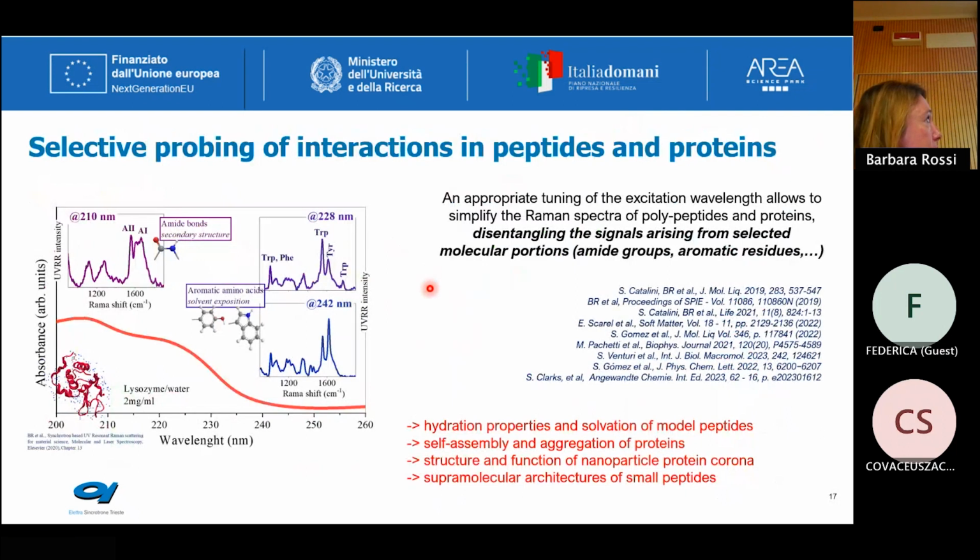If you change systems completely, so if you want to look at what type of information we can extract by using UV spectroscopy in the case of peptides and proteins, we can see that if you change the excitation wavelength, we can study more in detail the secondary or tertiary structure of protein. And in particular, it is possible to isolate in the spectra different molecular portions, mainly associated to the amide group and aromatic amino acids present in the protein and peptide.